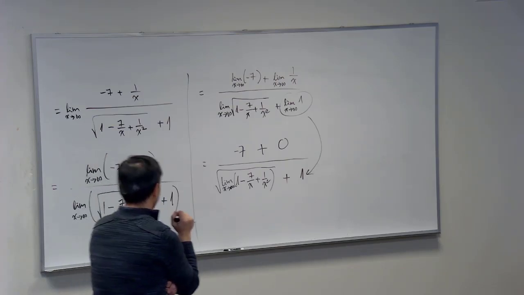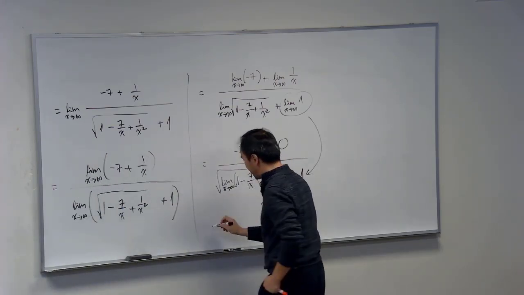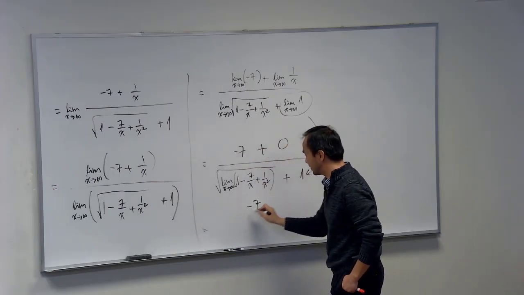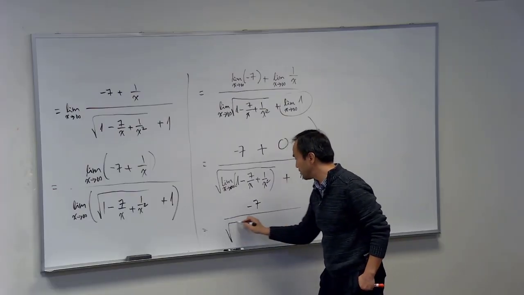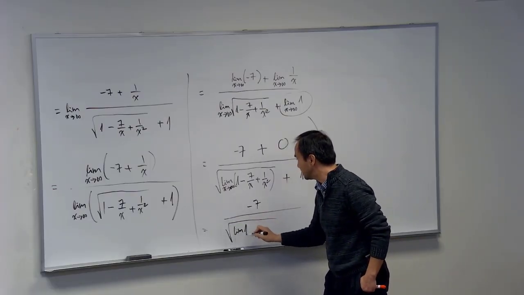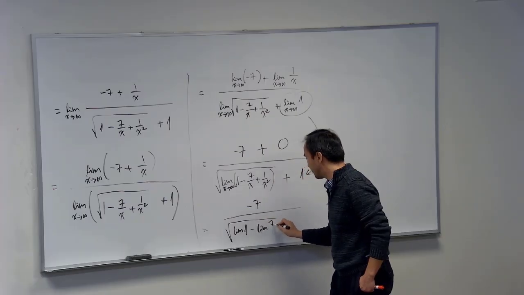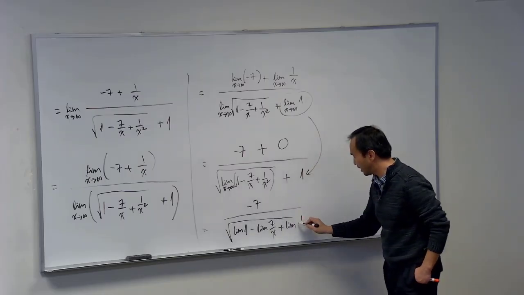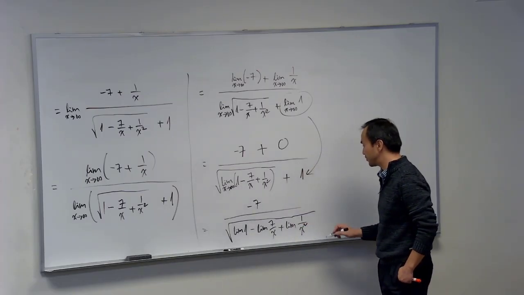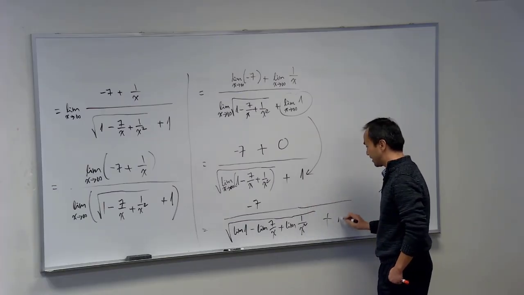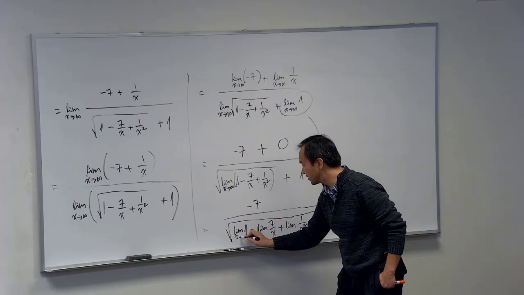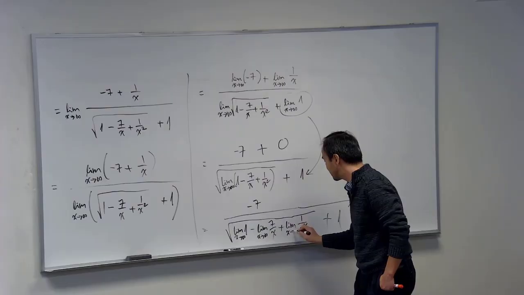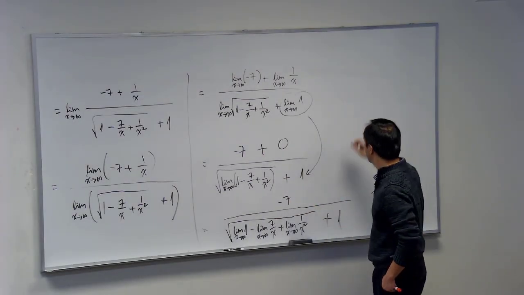Now we're going to distribute the limits again inside of that square root in the denominator. So minus 7 plus 0 is a minus 7 in the numerator. Here I have the square root of the limit of 1 minus the limit of 7 over x, and then plus the limit of 1 over x squared, that will be my square root. And then outside of that, we add 1. These are all limits going to infinity. We adjust that, minus 7.